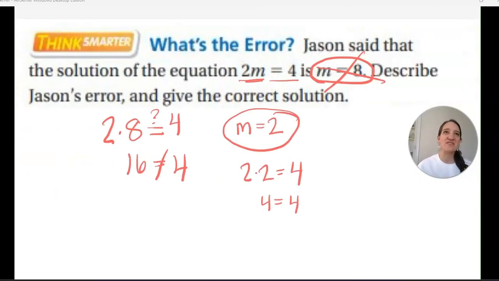What you can do now is determine whether a value of a number is a solution to an equation. So is it correct or is it not?